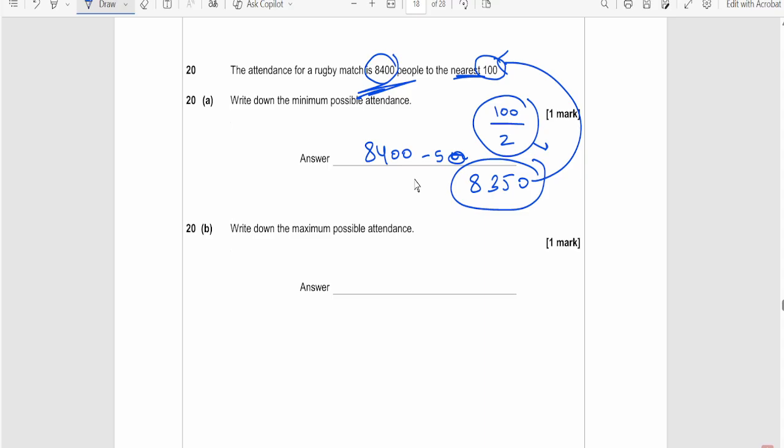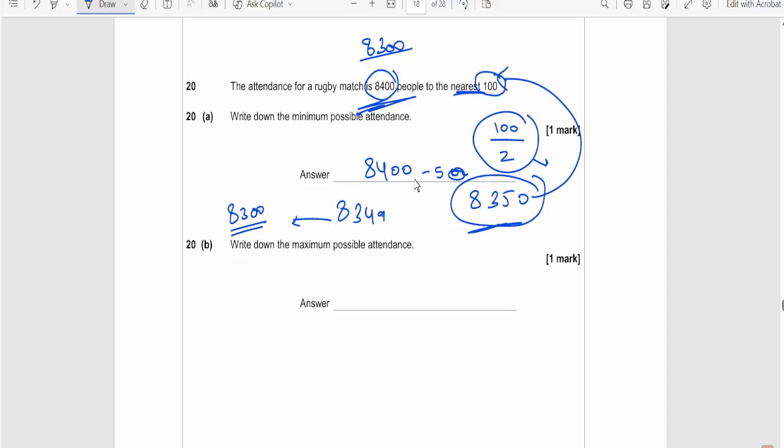Like if you write 8,349, it will round down to 8,300, right? So you have to write the minimum number that should round to 8,400 if you round it to the nearest 100, right? So this is the minimum number. If you just decrease it by 1, it will round to 8,300, right? Are you getting my point? Are you understanding it?